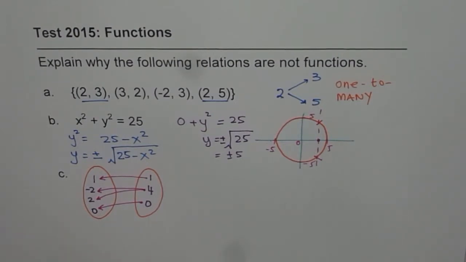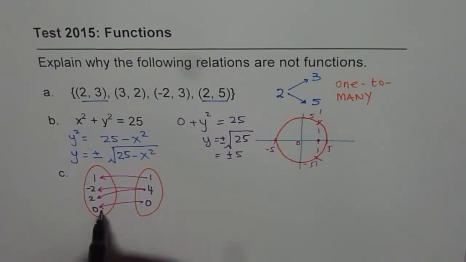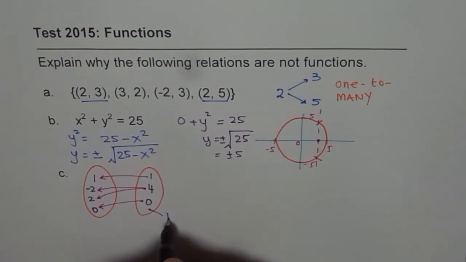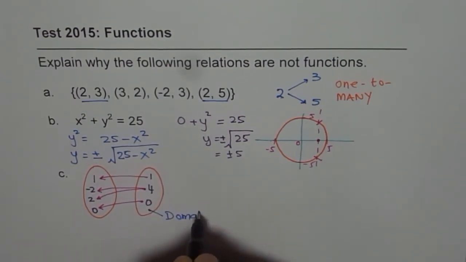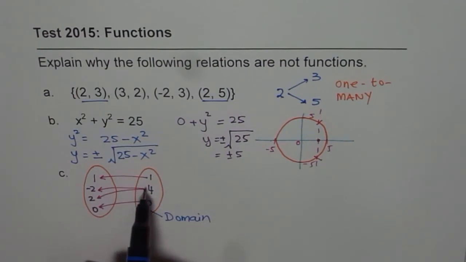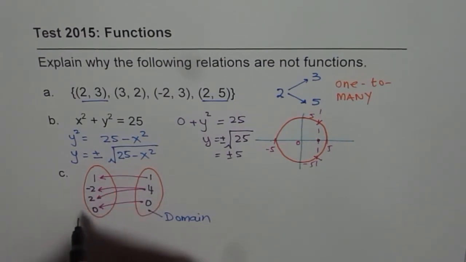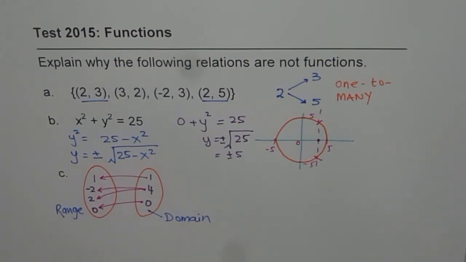Now think about part C. What is wrong with this? It looks perfectly fine, the mapping diagram, right? Now here, tell me, what is the domain? Check the arrows. Now in this case, this is the domain, since the arrows are pointing from right to left, and that is the range. Now that is confusing at times. So I'd like you to see the question properly and understand. So the arrows are from domain to range.